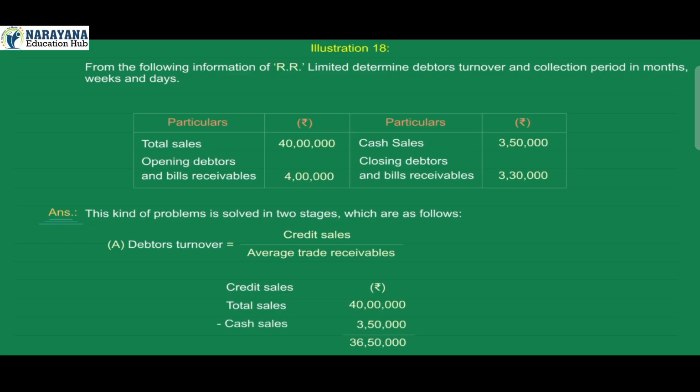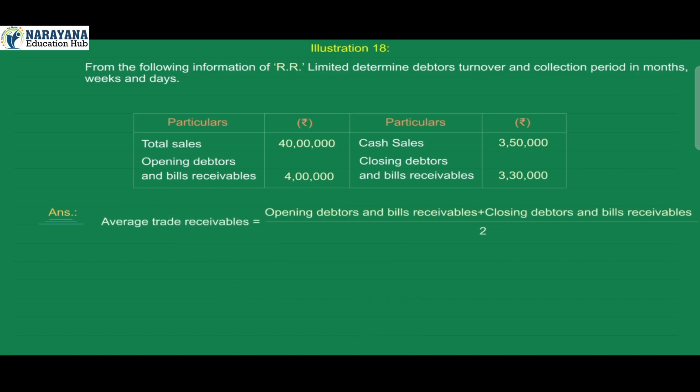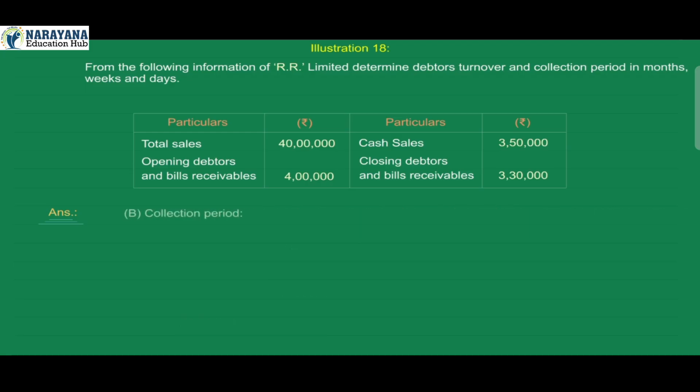Total 36,50,000. Average trade receivables is equal to opening debtors and bills receivables plus closing debtors and bills receivables divided by 2, is equal to 4 lakh plus 3,30,000 divided by 2, is equal to rupees 3,65,000. 36,50,000 divided by 3,65,000 is equal to 10 times.